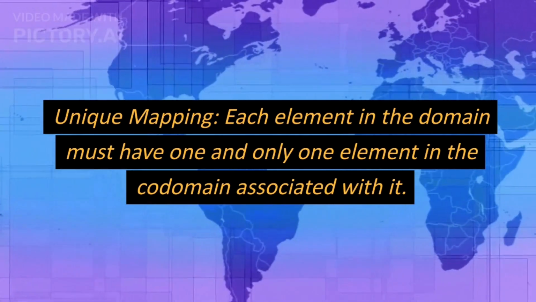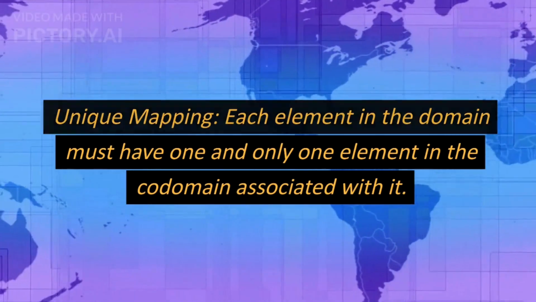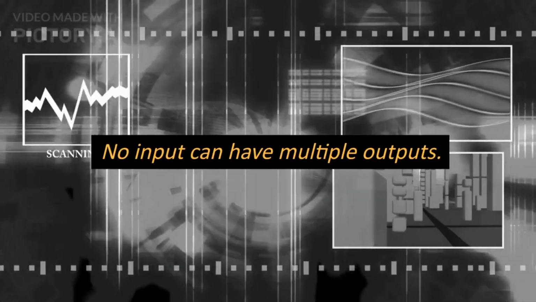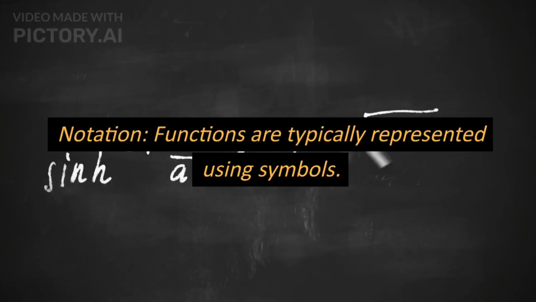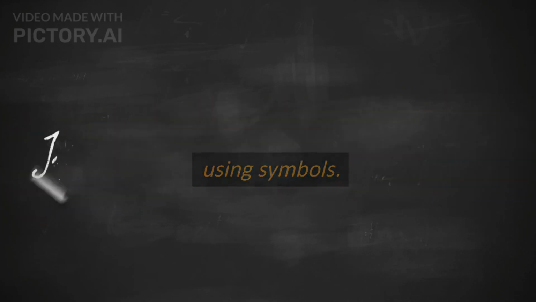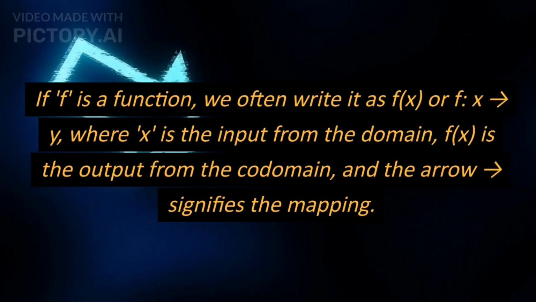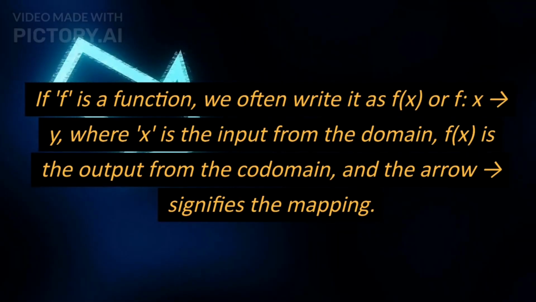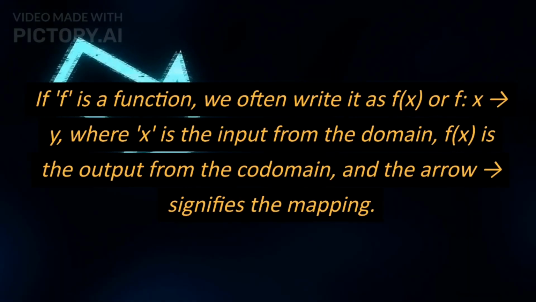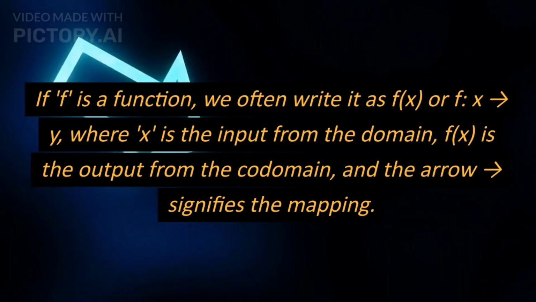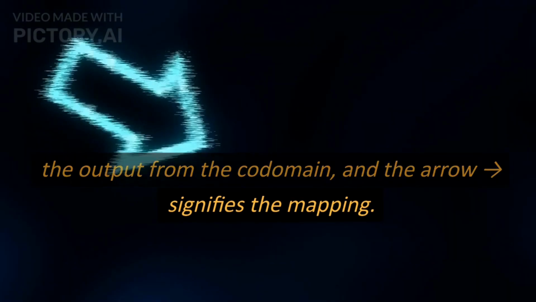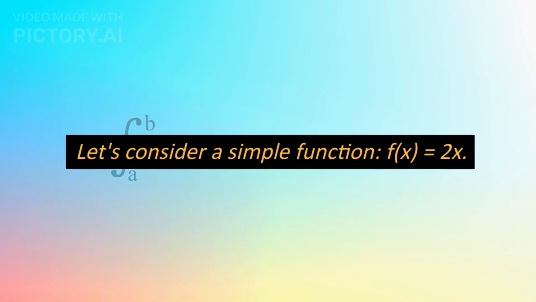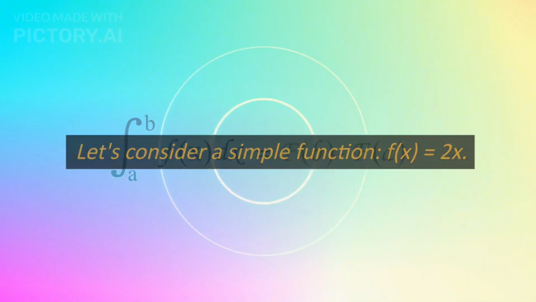Unique mapping. Each element in the domain must have one and only one element in the codomain associated with it. No input can have multiple outputs. Notation. Functions are typically represented using symbols. If f is a function, we often write it as f(x), or f: x → y, where x is the input from the domain, f(x) is the output from the codomain, and the arrow signifies the mapping. For example, let's consider a simple function, f(x) = 2x.